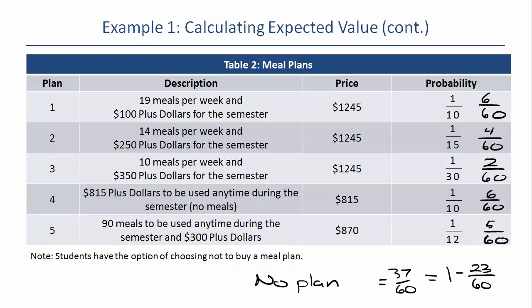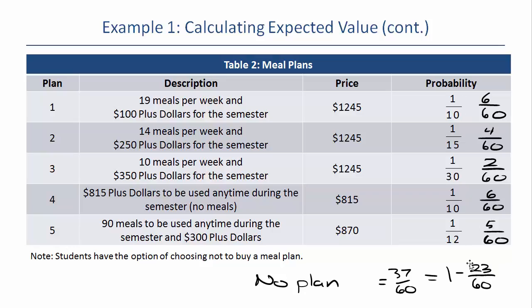Right? Based on previous year's data, that plan one, which consists of this stuff and costs this, 1 out of 10 students take that plan. That's what a probability of 1/10 means. And then 1 out of 15 chooses this one, 1 out of 30 chooses this one, 1 out of 10 chooses this one, 1 out of 12 chooses this one. And then, of course, there are going to be a certain number of students who don't choose any meal plan whatsoever. So if you change these all to a common denominator of 60, add them all together, you get 23/60ths.